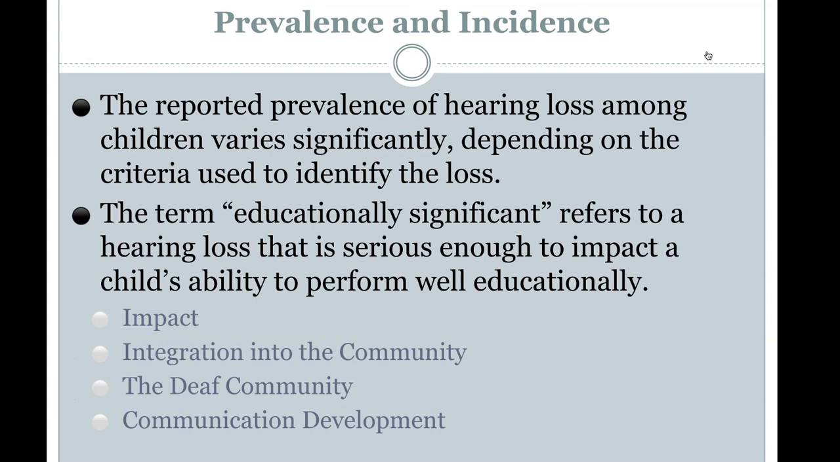Prevalence and incidence. The reported prevalence of hearing loss among children varies significantly depending on the criteria used to identify the loss. Some studies have shown that up to 15% of children will at one time experience a hearing loss, either due to things like otitis media or wax, which we'll talk about, or a more permanent loss.